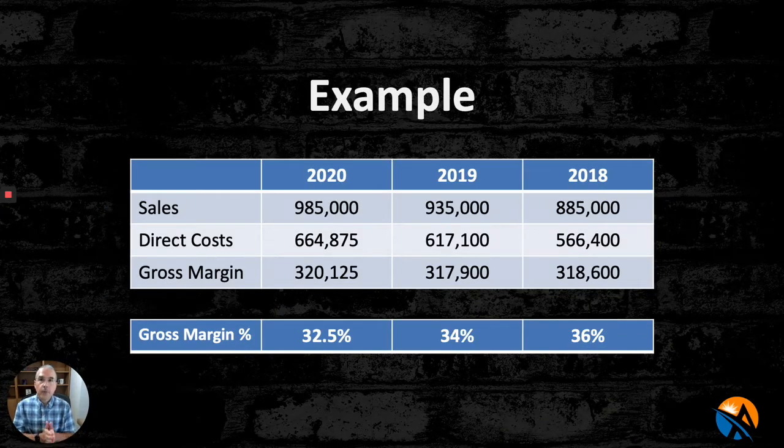For example, you can see here we have sales that range from $885,000 all the way up to $985,000, and then you have the related direct costs, giving you the gross margin from $318,000 up to $320,000. If you take, for example, the $320,125 divided by the sales, you get a gross margin percentage of around 33%.